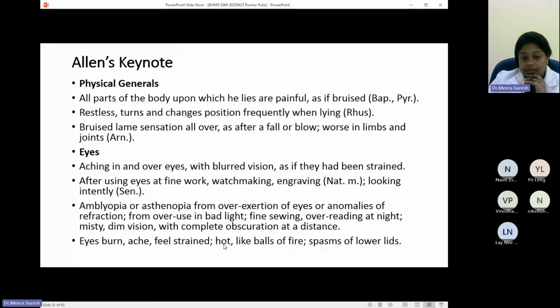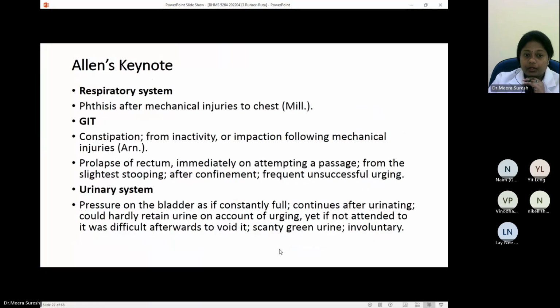And another important point when you write the exam: the sensation of balls of fire, the eyes will be feeling hot, like balls of fire. That is another important term that should be there in the paper. Then it can be given for phthisis or tuberculosis after mechanical injuries to chest, more similar to millefolium. More than clinical symptoms, you can remember this for MCQ purpose.